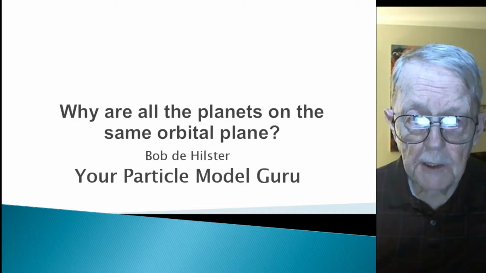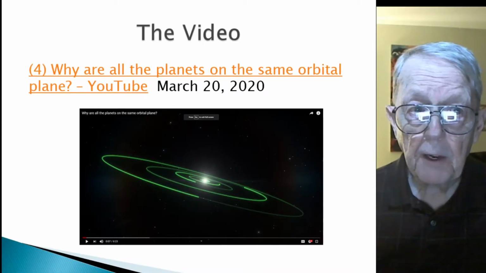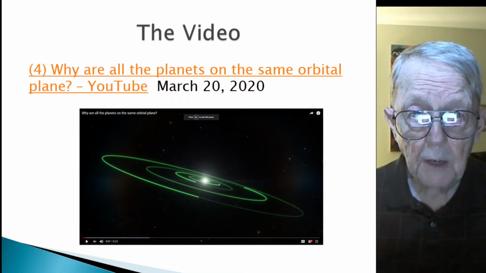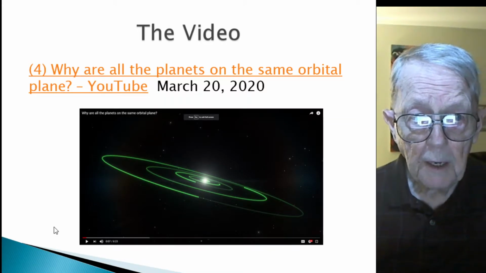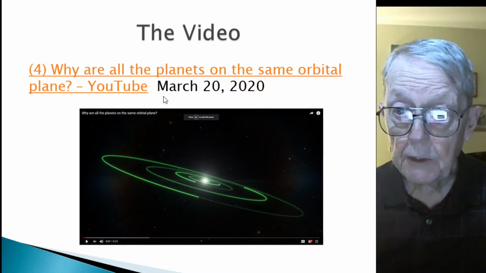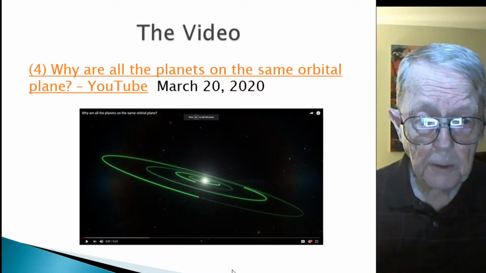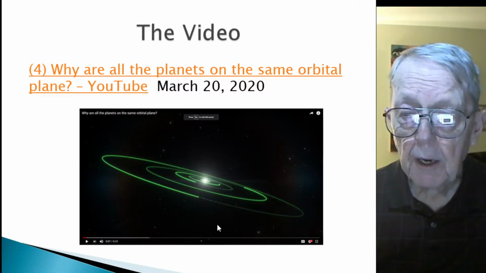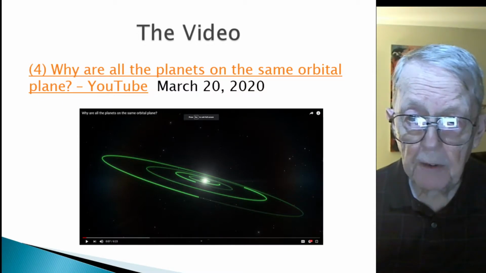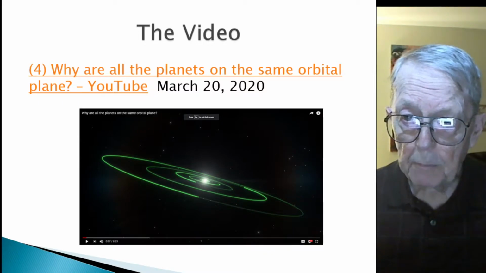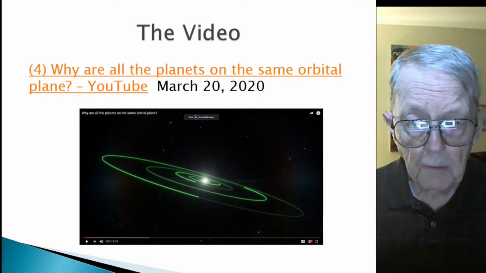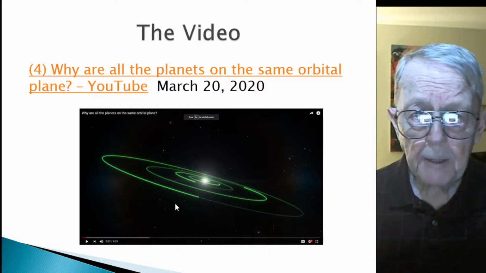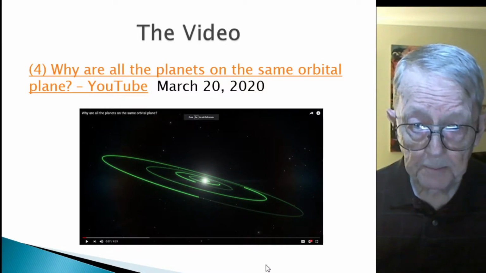Normally I wouldn't have asked that question, but I happened on a video titled, Why Are All the Planets on the Same Orbital Plane? This was released by YouTube this year, March 20th of this year. And very early in the video, you see a drawing, not a video or a photograph, but a drawing of the sun and the planets orbiting, and they're all in the same plane.